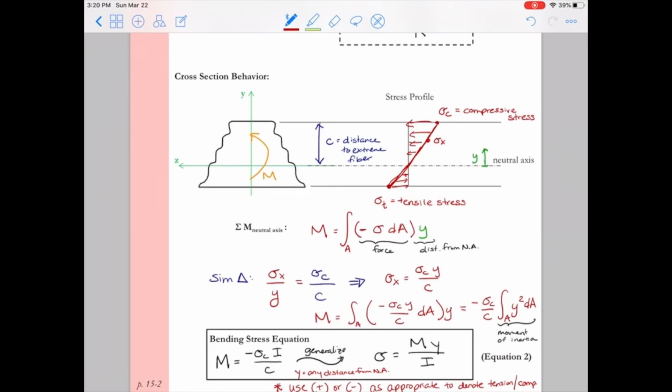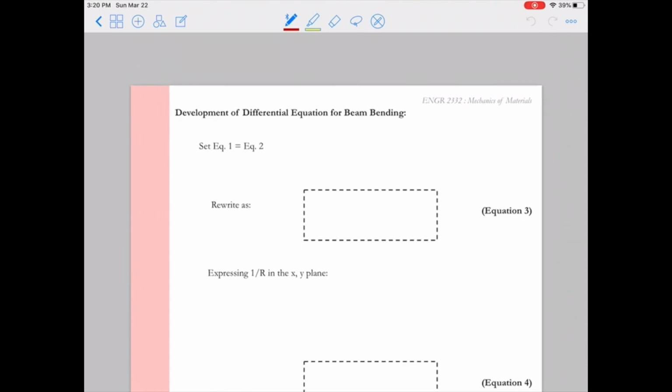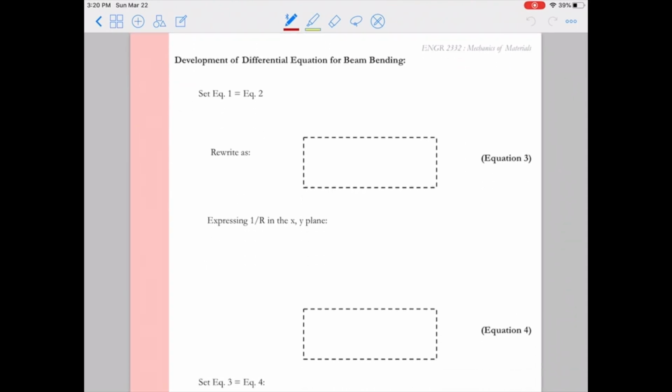All right, so that is our big bending stress formula. That's what we're going to use in the rest of this lesson. But while we're here, I want to develop the differential equation for beam bending. This is going to be important for a couple lessons from now when we talk about how we come up with the beam deflection equation using the method of integration.